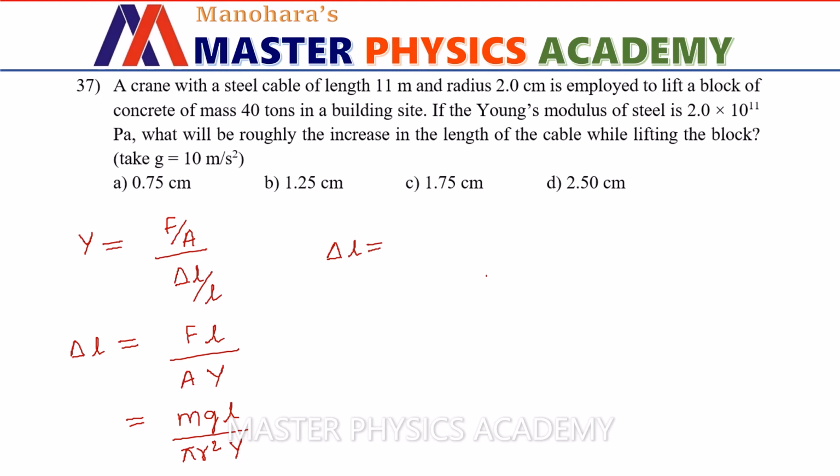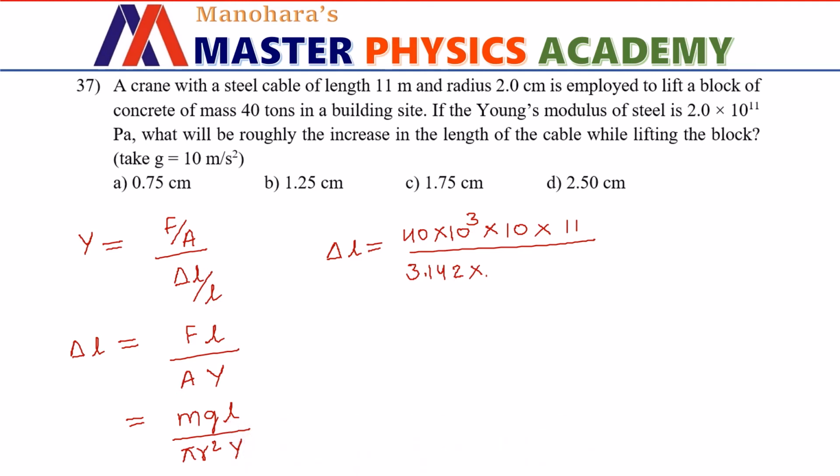Mass attached to the wire is 40 tons, that is 40 into 10 to the power plus 3. g is 10. Length initially is 11 meter, whole divided by pi. Pi value is 3.142 into r squared. r is given as 2 centimeter. So 2 into 2 is 4. 10 power minus 2 into 10 to the power minus 2 is 10 power minus 4. So the area of cross section is 4 into 10 to the power minus 4 meter squared. And Y value is given as 2 into 10 to the power 11 Pascal.